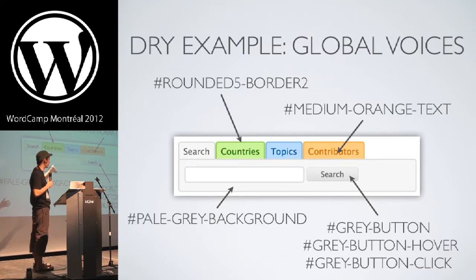And then the button I used as an example because it has states. So you have the button, the button hover, and the button click, which are all separate, but I can use that group for anything that I want to look like a button. So the previous posts link, if that's a button, I use that group on it.